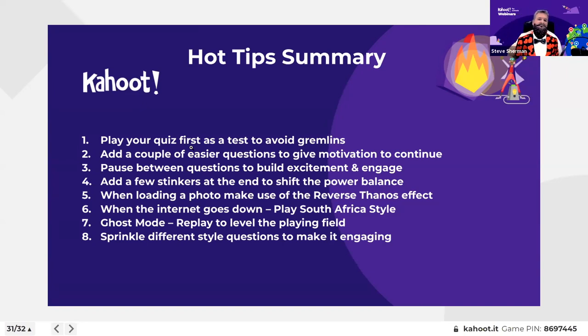And then, of course, I mentioned the reverse Thanos effect. That is actually the image reveal. So when you put on, let's say, a picture multiple choice question, who is this famous person? And you put Albert Einstein, instead of just having his photograph appear, you can have it appear block by block and randomly. So then they have to wait for enough pieces to go, oh, I know who that is. And then they hit their answer.